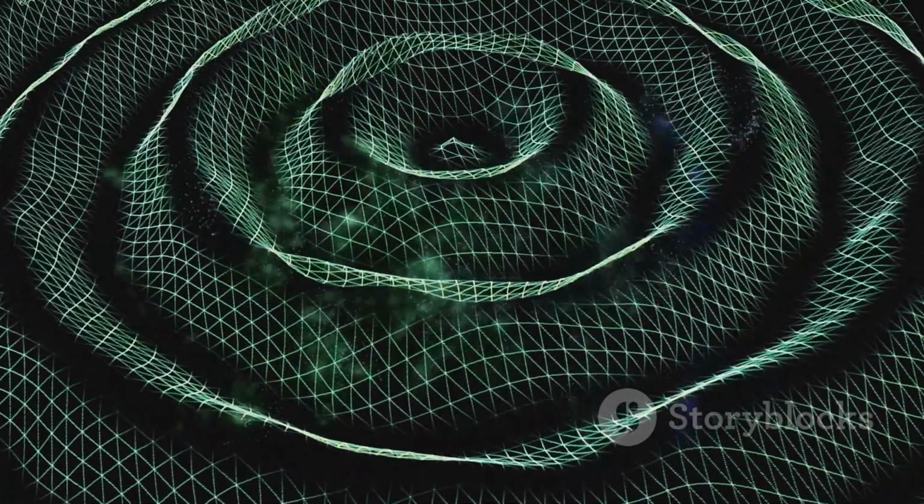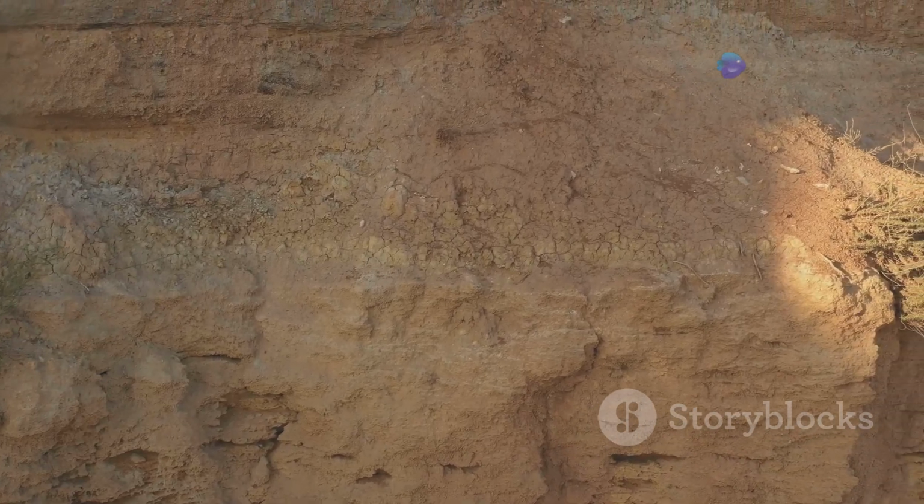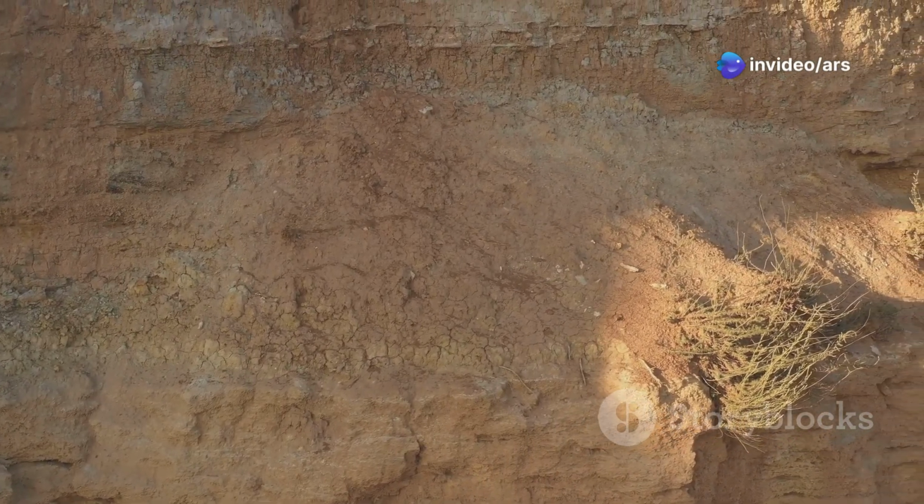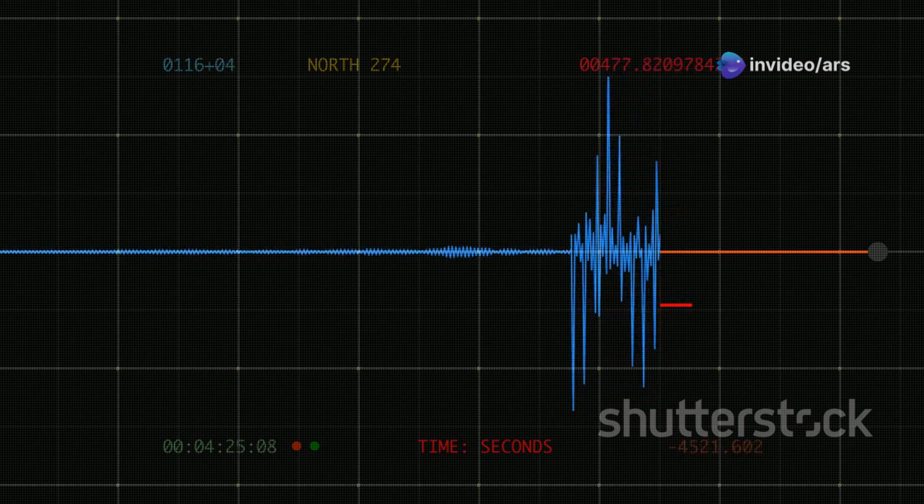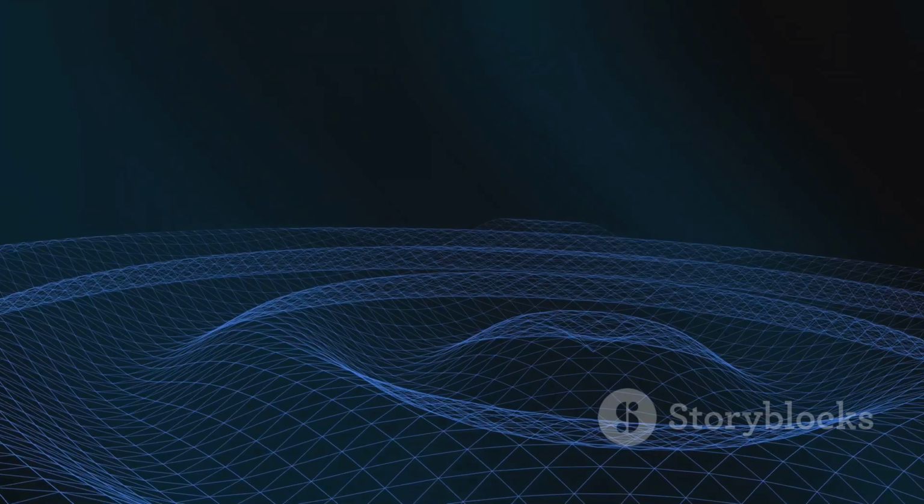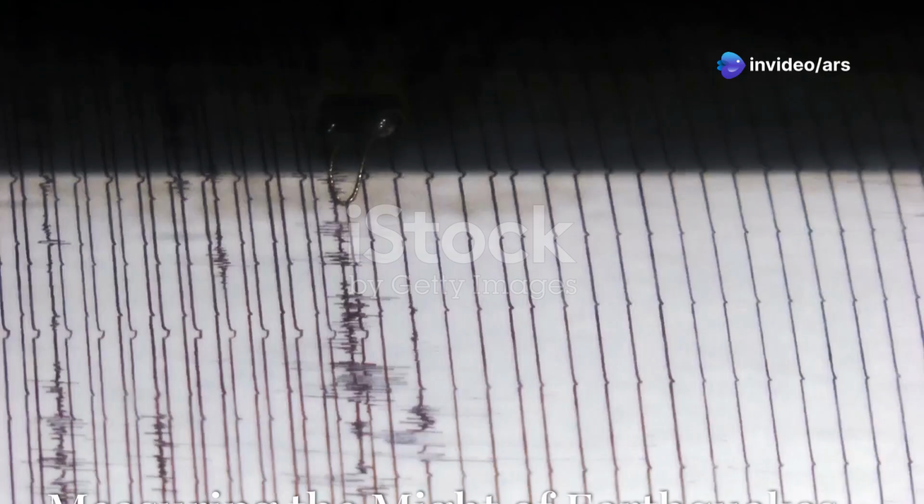Next come the secondary waves, or S waves. Unlike P waves, S waves can only travel through solid rock. They move the ground up and down or side to side, perpendicular to the direction the wave is traveling. Both P waves and S waves travel through the Earth's interior. However, earthquakes also generate surface waves, which travel along the Earth's surface and are often the most destructive.